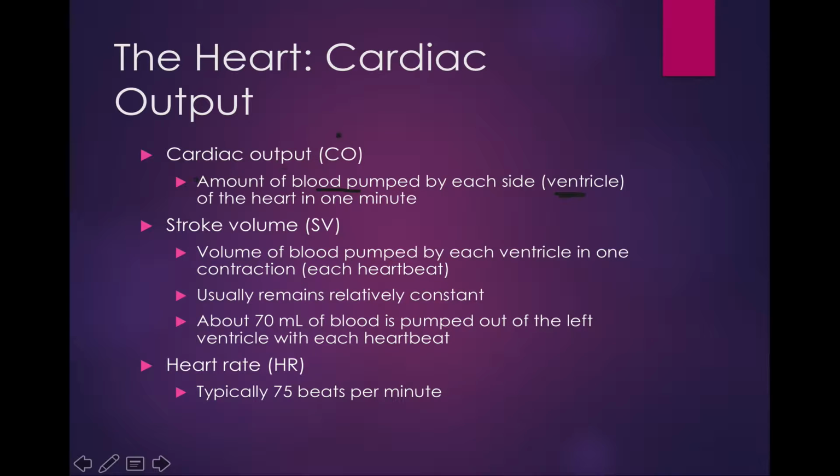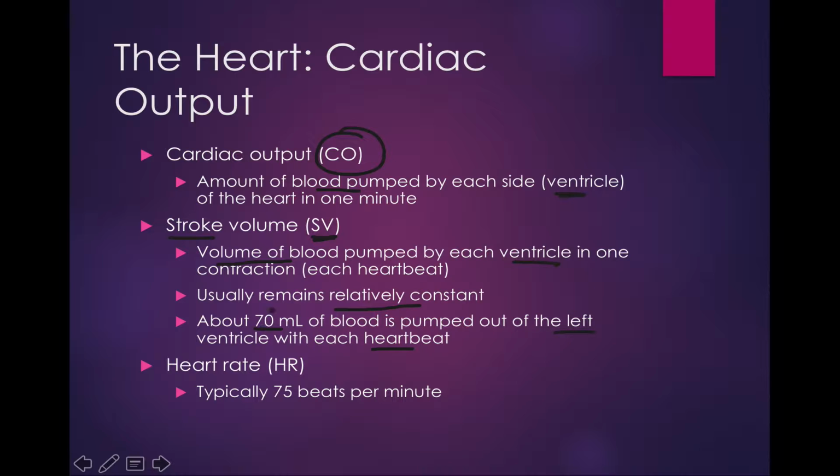In order to calculate the cardiac output, we have to know a couple of other terms first. The first term is called stroke volume. Stroke volume is the volume of blood that's pumped by each ventricle in one contraction, or within each heartbeat. This number typically remains constant. It'll change if you're bleeding or if your pressure's really messed up, but for the most part, it's about 70 milliliters of blood that's pumped out of the left ventricle with each heartbeat.